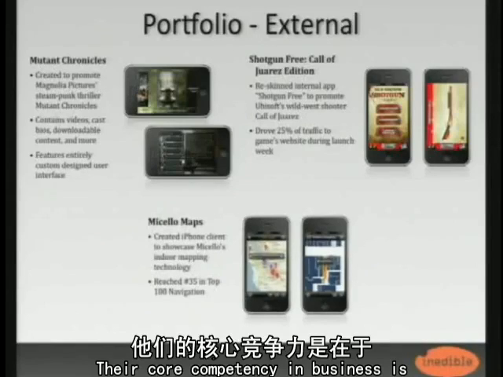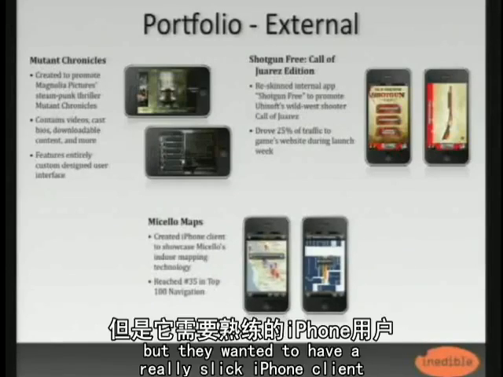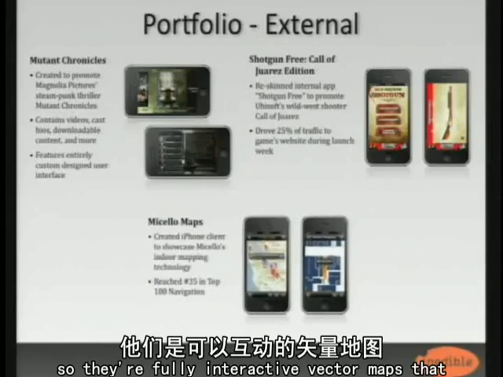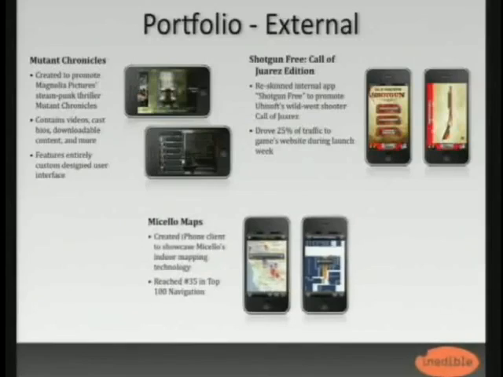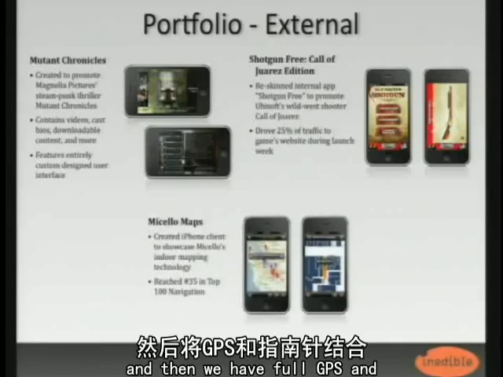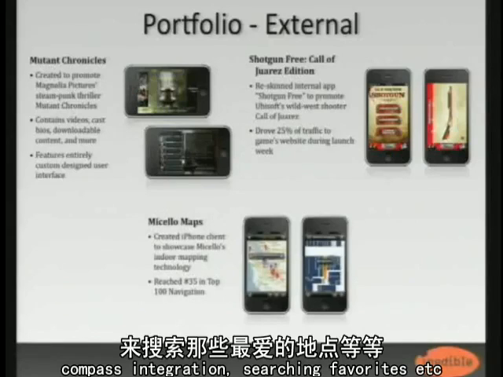Their core competency in business is in building up this map data, but they wanted to have a really slick iPhone client to show off what their maps could do. So they're fully interactive vector maps that we use MapKit to map out all of the locations they have, and then we have full GPS and compass integration, searching favorites, etc.